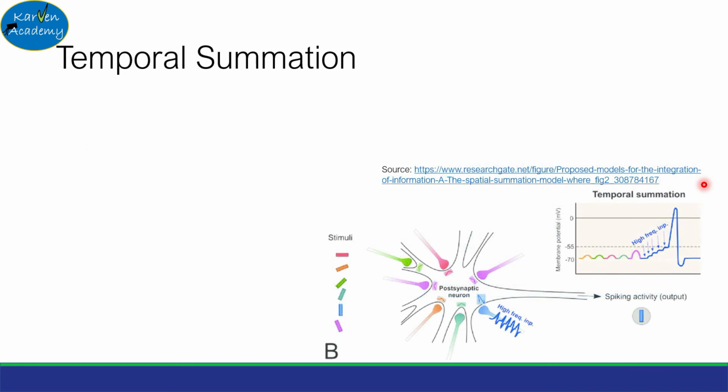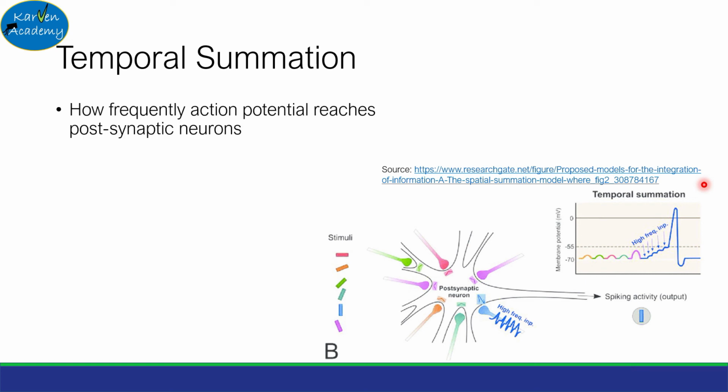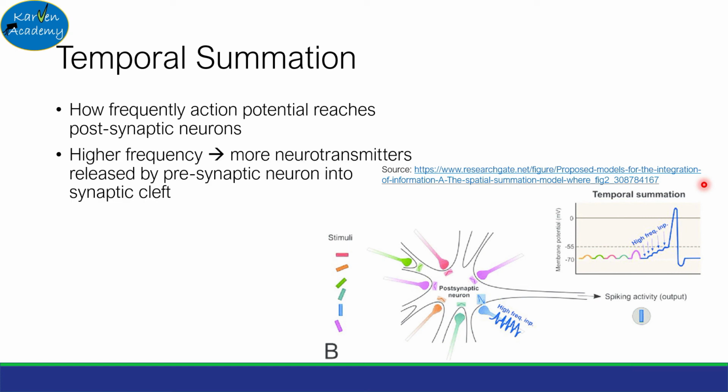Now let's look at temporal summation, which is the final part of this video. So temporal summation, like I said before, depends on the frequency of action potential reaching the postsynaptic neuron. The higher the frequency, the more neurotransmitters released by the presynaptic neuron into the synaptic cleft over here. So if there's a lower frequency, the amount of neurotransmitters released may not be enough to generate an action potential in the postsynaptic neuron. Remember, in the previous video I mentioned how the frequency of action potentials determines the intensity of the stimulus. So this is one way of how it determines it.